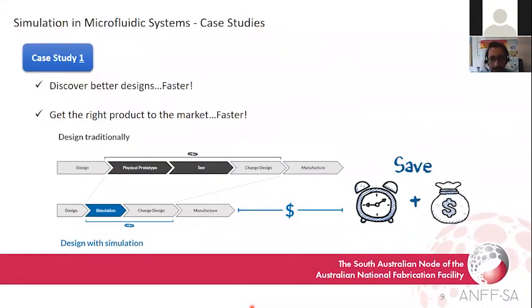The case studies show the benefit of having simulation capability on board as an integral part of the design and manufacturing process. In the first case study, you will see how simulation can help you discover a better design faster and get the right product to market faster. Some companies still use physical prototypes to validate and correct product design.